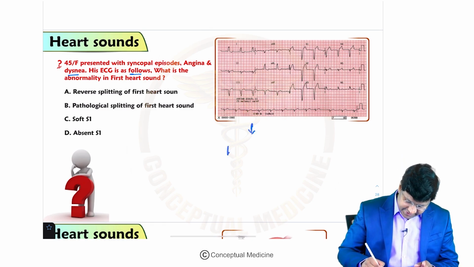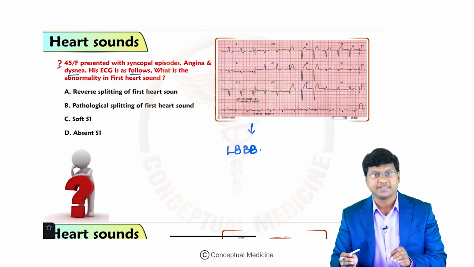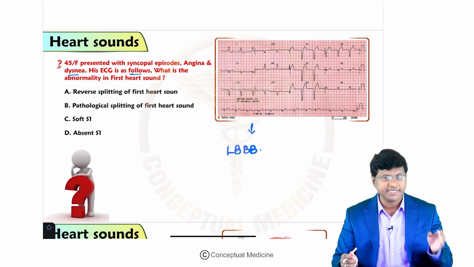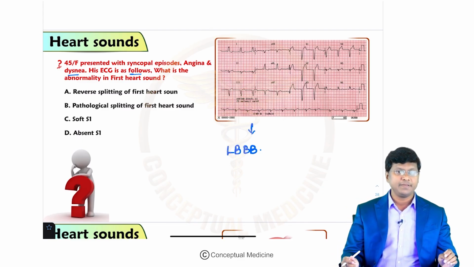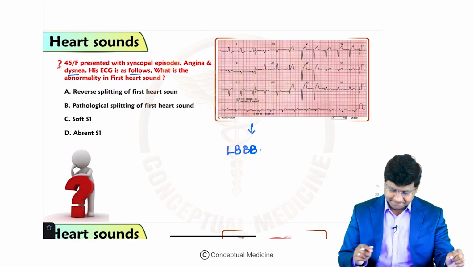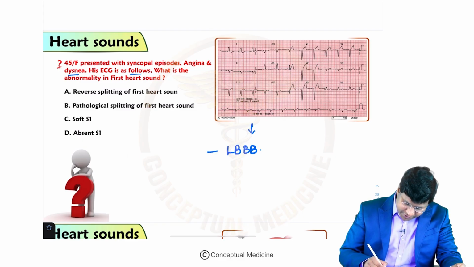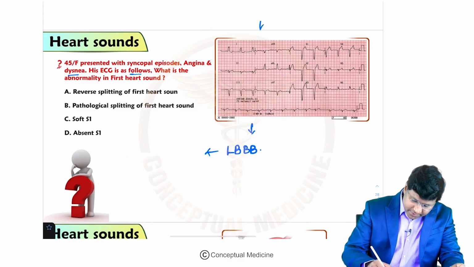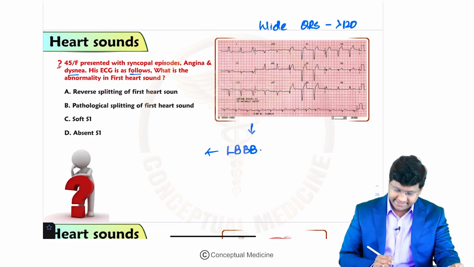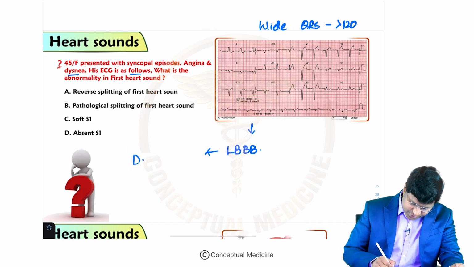This is the ECG suggestive of left bundle branch block, and again I am saying the same: go back to the sections of the ECG. There I have discussed in detail how to identify RBBB and LBBB and what are their findings. This is the ECG of LBBB. So what will be the findings of LBBB? Number one, they have wide QRS complex, where the QRS complex is more than 120 milliseconds.